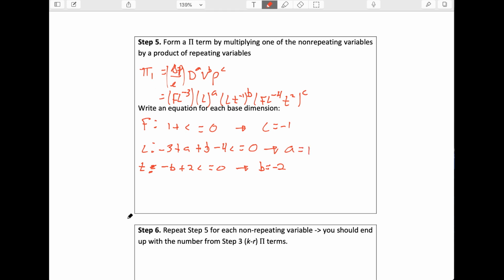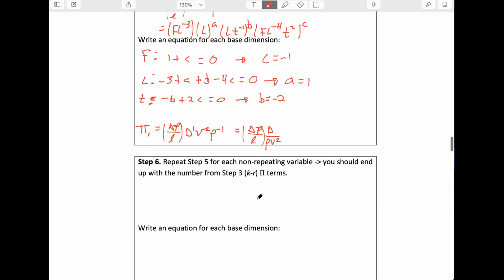And so now we come back up here and we say pi 1 is equal to delta p over L. Sorry, that's delta p over lowercase l. We got d to the a is 1. We got v to the b, which is minus 2. And we've got rho to the c, which is minus 1. And so our first dimensionless term looks like delta p over L times d over rho v squared. That was the whole point of this.